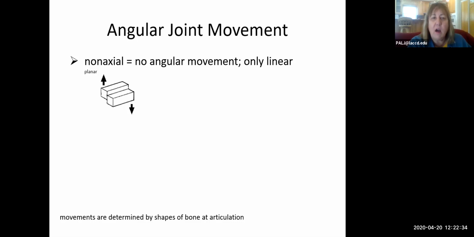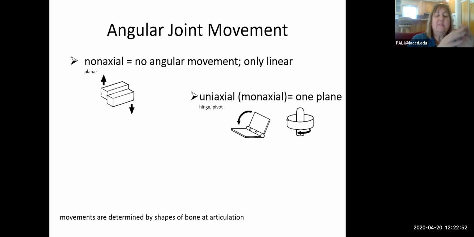When talking about non-axial movement, what that means is no angles, no flexing, extending, abducting, adducting, only linear, only sliding. So the only type of joints that do this are planar joints. The second type are the uniaxial joints, also known as monaxial, where we have rotation, but only in one plane. For instance, we can flex and extend. That's all in the same plane. Or we can go medial or lateral. Examples of monaxial or uniaxial joints are our hinge joints and our pivot joints.